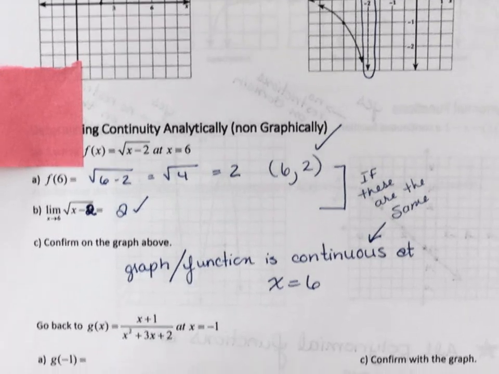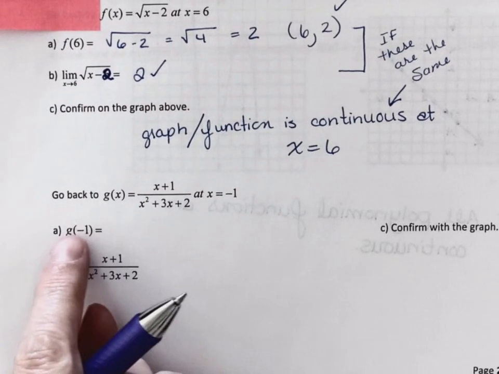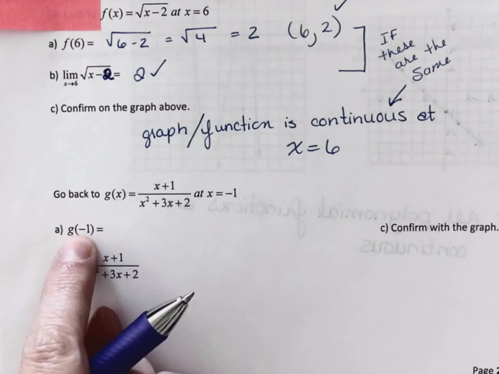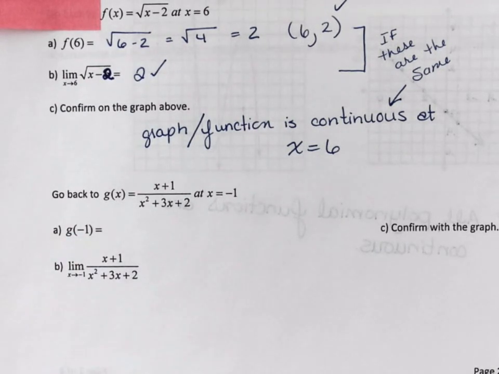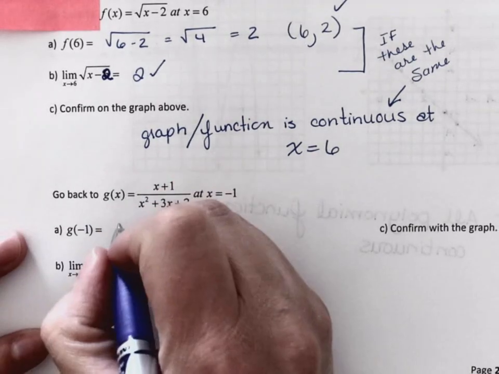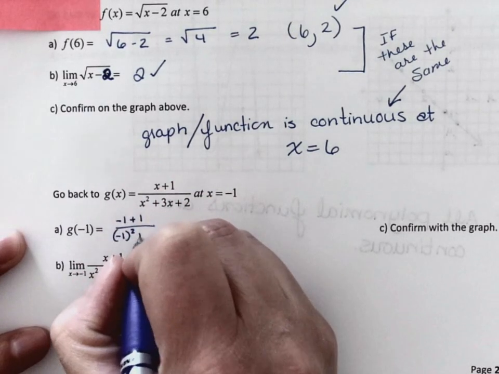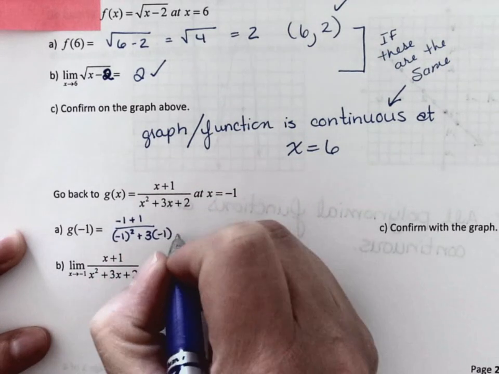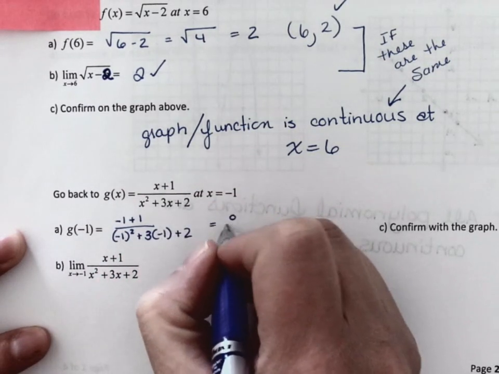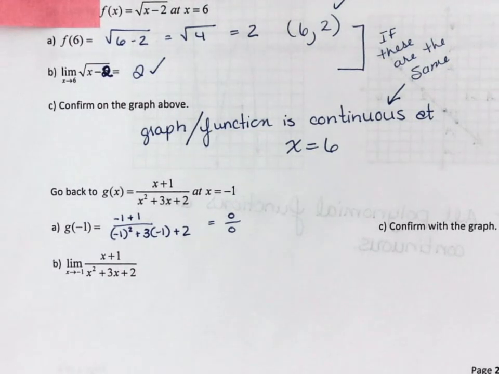Okay, so if we do this one, if we substitute -1 in here, what will we get? 0. We should get 0. But what else will we get? We won't get 0 as an answer. What are we going to get? We're going to get an indeterminate, right? We're going to get 0 over 0. If we substitute in -1 plus 1, over -1 squared plus 3 times -1 plus 2, we're going to end up with 0 over 0. So that's an indeterminate.